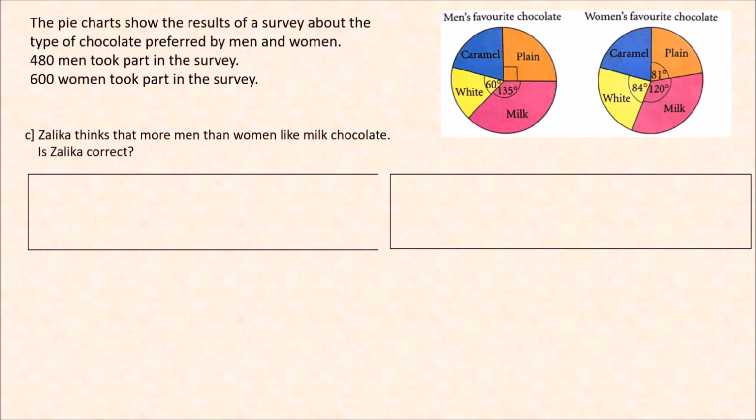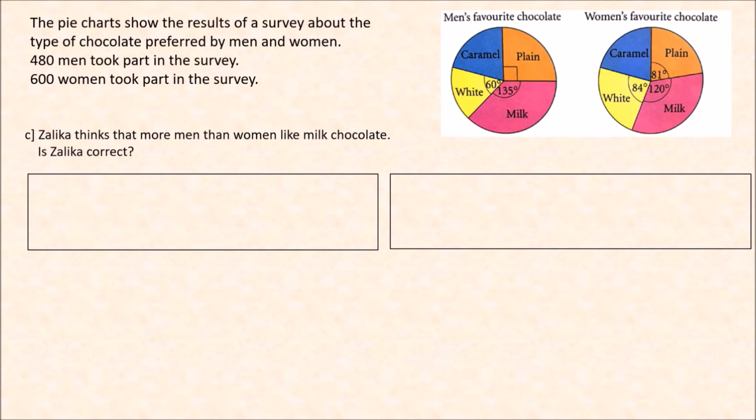Zalika thinks that more men than women like milk chocolate. Is Zalika correct? If you are only looking at the pie charts and comparing them by themselves, it seems that Zalika is correct. But remember that pie charts represent only proportions or percentages. So you cannot compare the percentages. You have to use the total number of men and women to know how many men and how many women are represented by each sector.